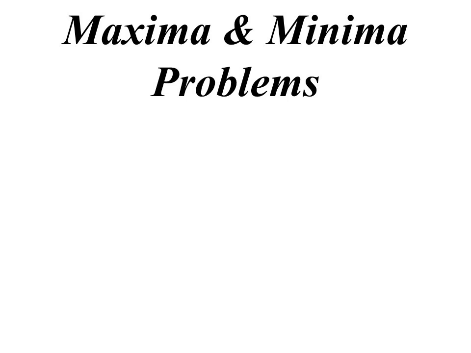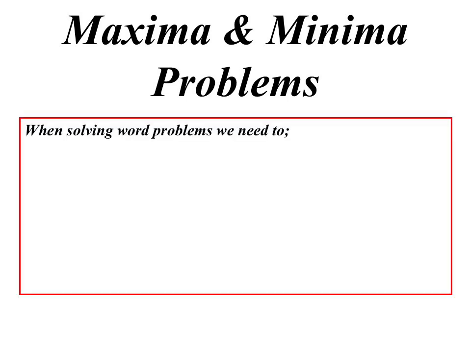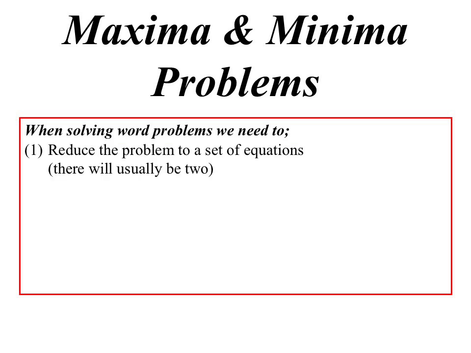Let's look at maxima and minima type problems, and they're basically word problems which we want to convert into maths so we can solve it efficiently. The sort of ones we're going to look at, you probably can reduce them down to two equations. There might be more, but usually there's going to be two.